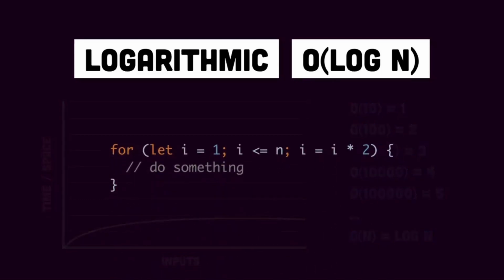Here is an example of an algorithm with logarithmic complexity. As you can see here, with each next iteration, we increment i in such a way that we only have to look at half of the items in the array. Another famous example for this would be the binary search.